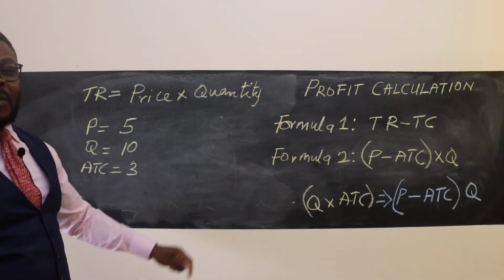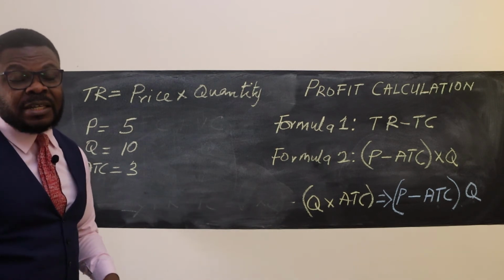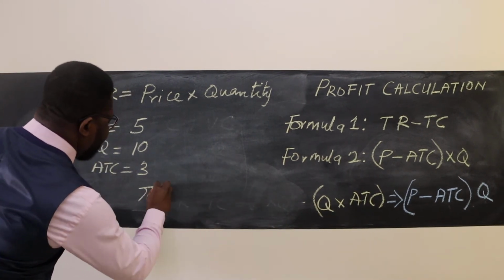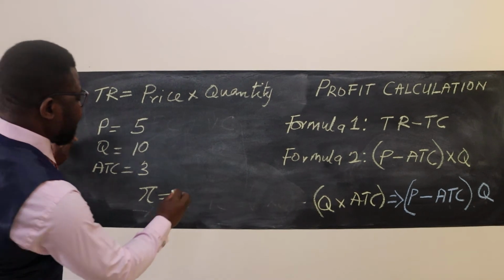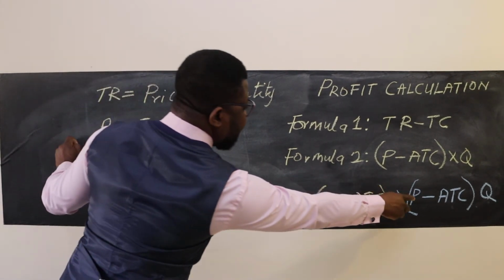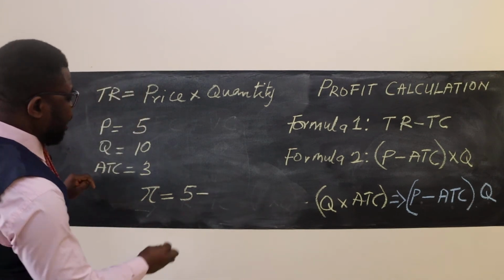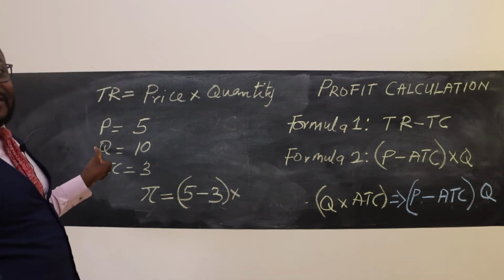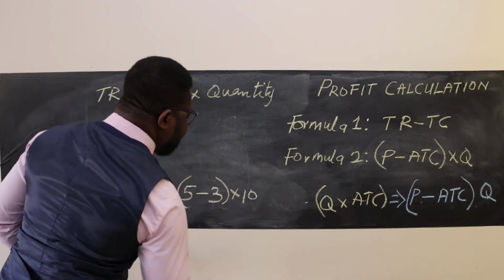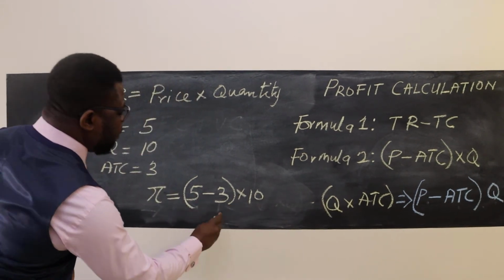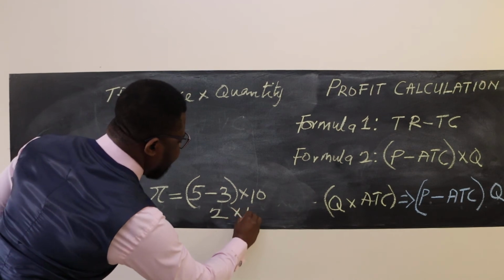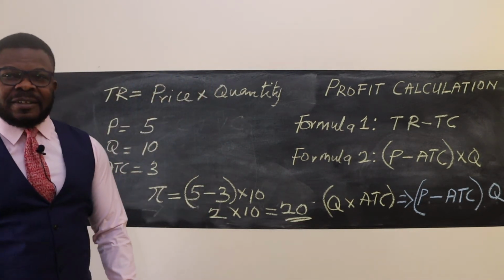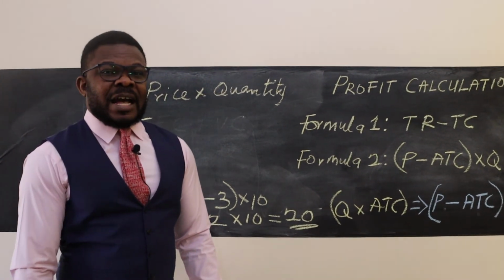We can put these numbers into the formula to find out whether there is a profit being made or whether there is a loss. So let's put these numbers into the formula. So our profit here is going to be price 5 minus, remember, minus, okay, ATC 3, all in brackets, times the quantity. Quantity is 10. So times 10. So 5 minus 3 gives you 2, times 10. Your profit is $20. Okay? I hope you understand this.